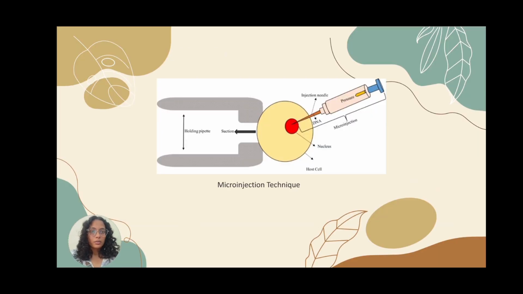This is the diagrammatic representation. Here we can see that a holding pipette is used for holding the target cell in position. The suction is created so that the cell doesn't move much, and then the microinjection needle is loaded with the DNA of interest and injected directly. Here in the diagram it is directly injecting the gene of interest into the nucleoplasm. Alternatively, as per the requirement, it can also be introduced into the cytoplasm of the cell.